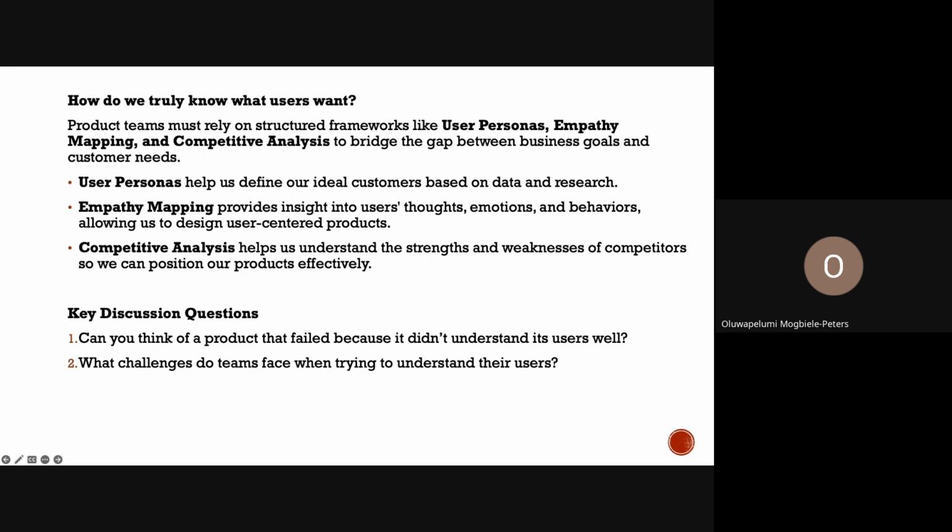So guys, let's discuss. One, think of a product that failed because it didn't understand its users well. And two, what challenges do teams face when trying to understand their users? What challenges do you think they face? Then what products do you know failed because it had the wrong user or because they didn't understand their user? Well, let's talk. The floor is open.